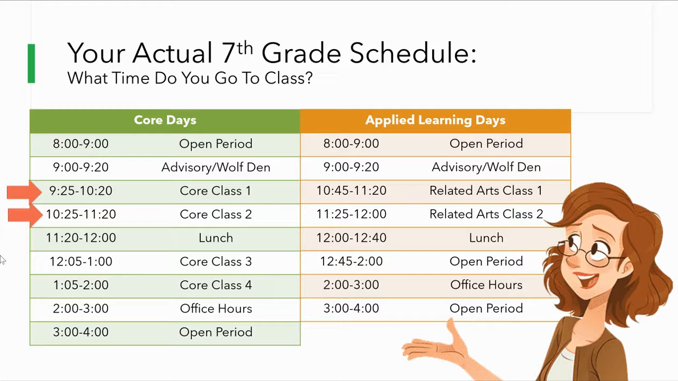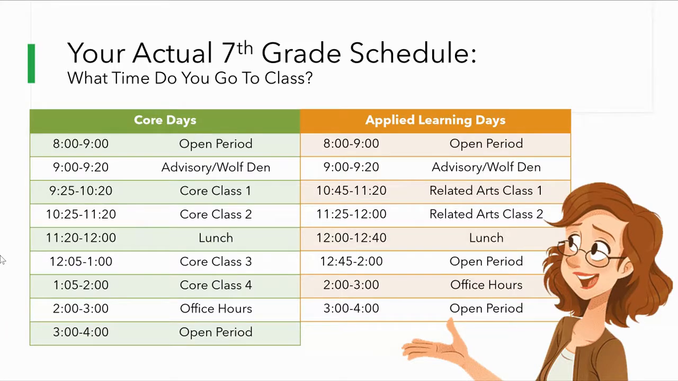Then you will have 2 core classes back to back in 50-minute periods, followed by a 40-minute lunch break, then 2 more core classes back-to-back in 50-minute periods. Final 2 hours will be office hours with your teacher, which we will discuss on the next slide, and a final open period for you to work independently.